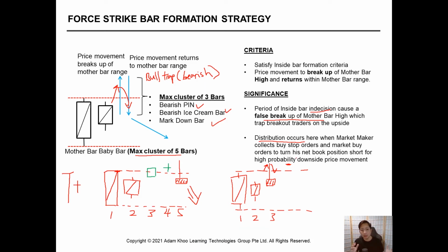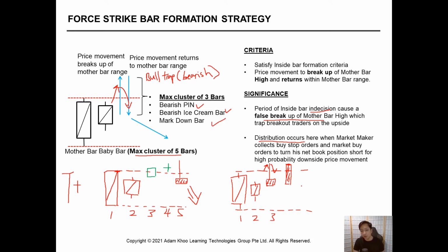I mentioned any price action that goes above the mother bar high. It can be slowly trading up or gap up, it does not matter. But as long as it closes back within the mother bar range, and let's say in this case it closes back into the mother bar range as a bearish markdown bar, it will fulfill the bearish false strike condition.